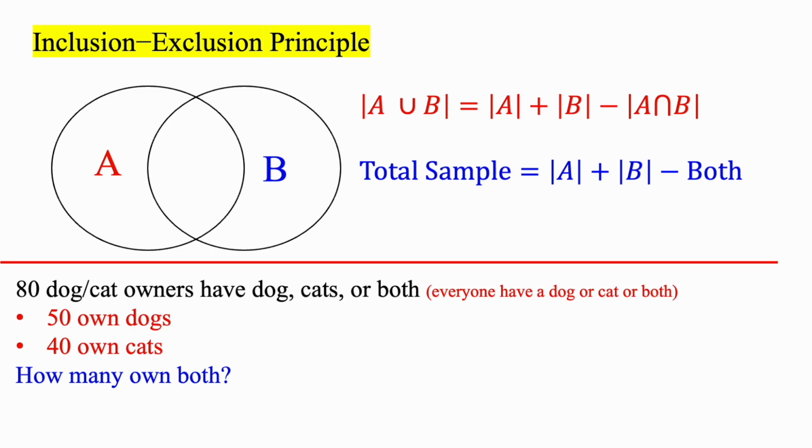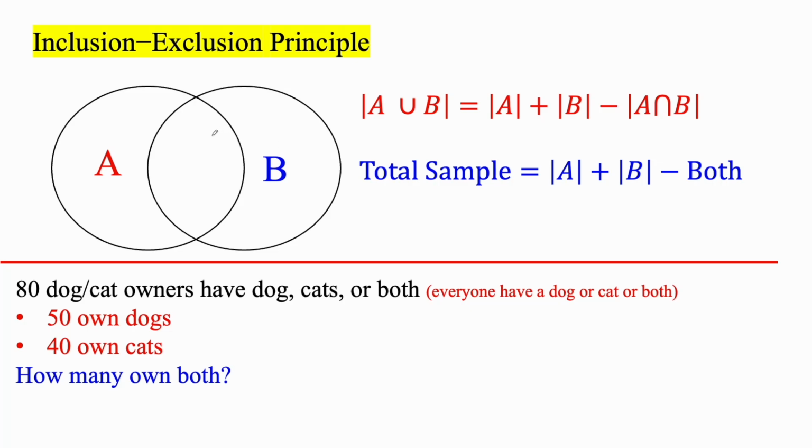Okay, in this video, we're going to cover the inclusion-exclusion principle, and so let's begin. So it says A union B, and it's going to equal all of A plus all of B minus the overlap. And so if we have a situation where everything lies in this area right here, the total sample would be equal to all of your A, all of your B, minus both.